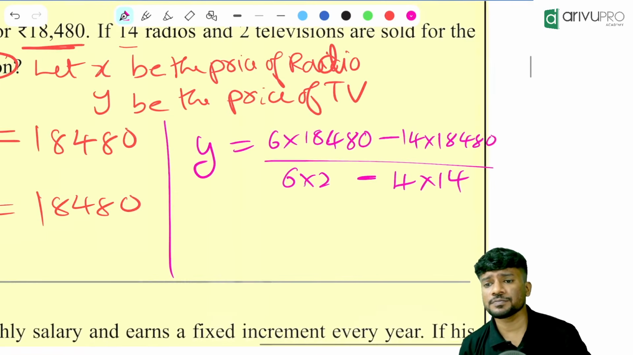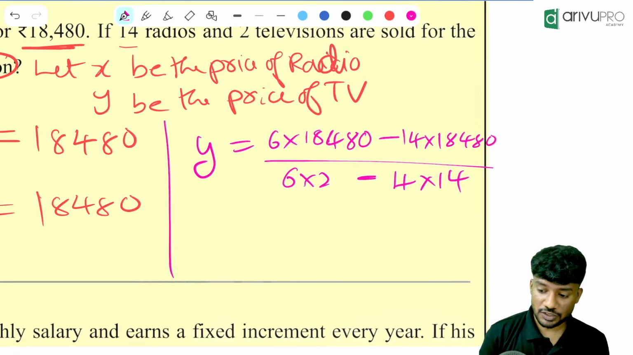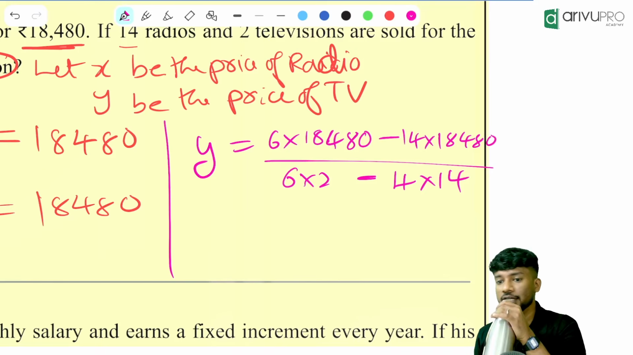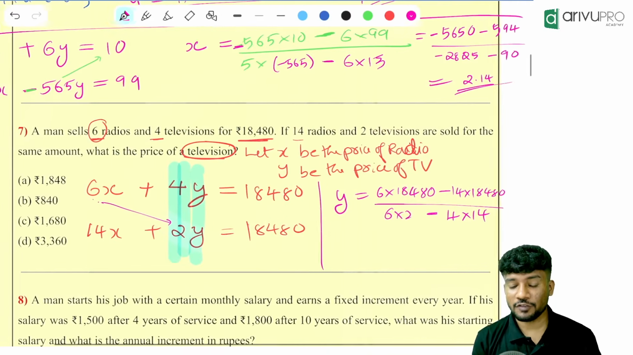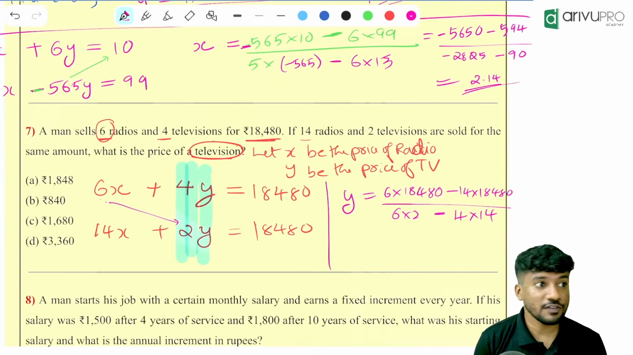How much is the answer? 3,360. That is the price of the television. So you understood the importance of this method. Now if you are going for elimination and all, sometimes you will have trouble.